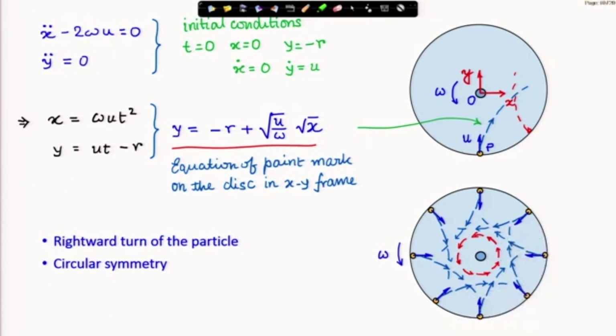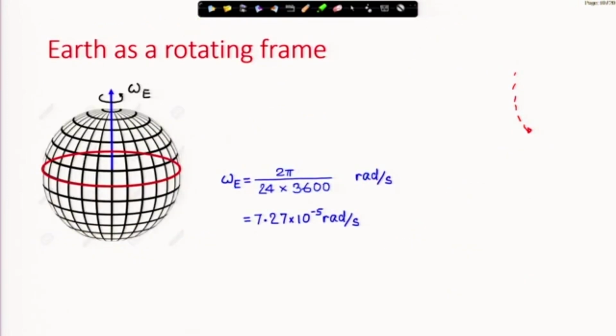If you start the particle from various sides radially inwards, they will all curve to the right, and if they all curve to the right, this is suggestive of something. If you are thinking about cyclones, we are going to get there next. But to understand cyclonic circulation, we must first consider Earth as a rotating frame.